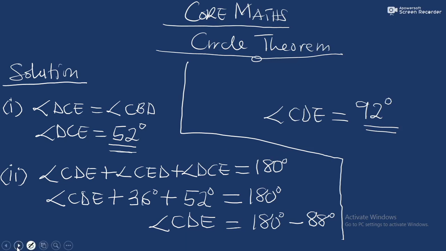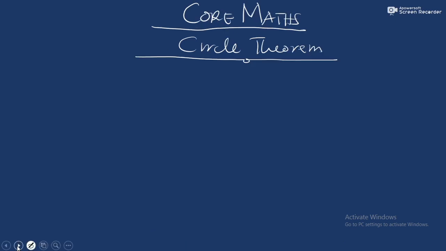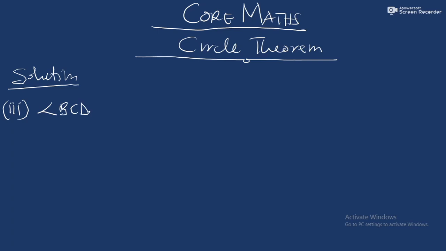Now let's move on to III. So solution III. Good. Now with III also, we're to look for angle BCD. So from the diagram, angle BCD plus angle CBD will be equal to angle CDE.